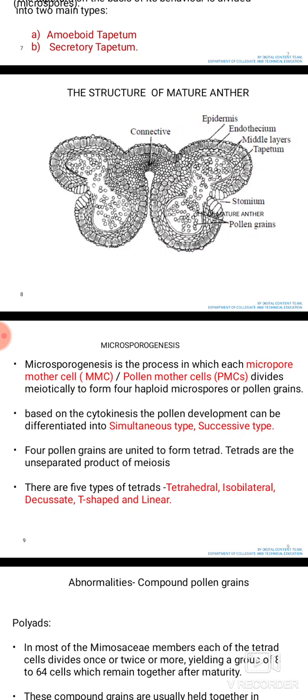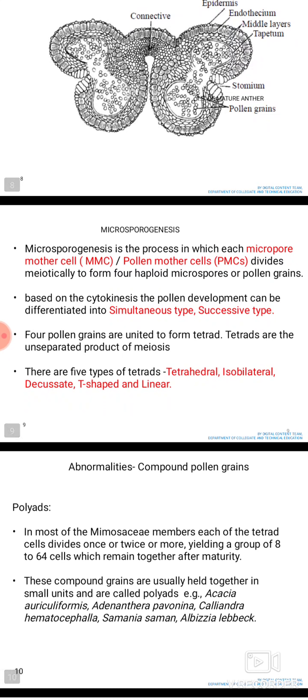4 pollen grains are united to form tetrads. The tetrads are unseparated products of meiosis. And there are 5 types of tetrads, namely tetrahedral, isobilateral, decussate, T-shaped and linear.